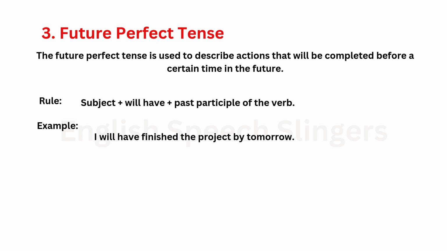I will have finished the project by tomorrow. In this sentence, I is the subject, will have are the auxiliary verbs, and finished is the past participle of the main verb. The project by tomorrow specifies what will be completed and by when.